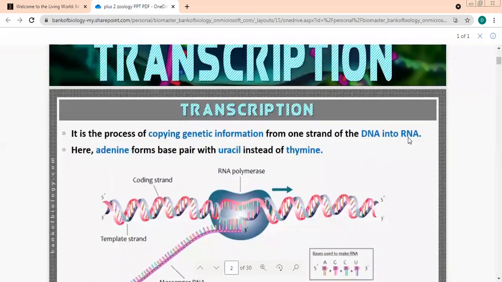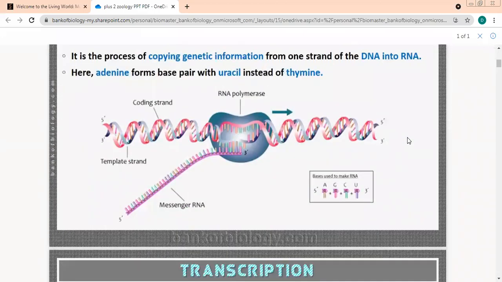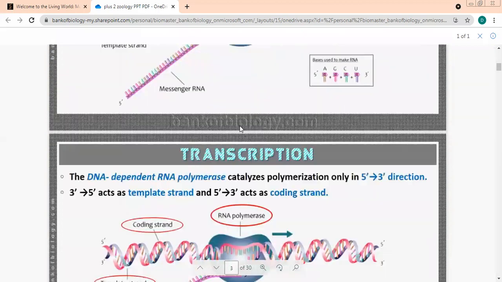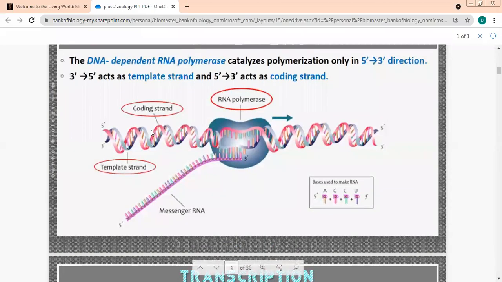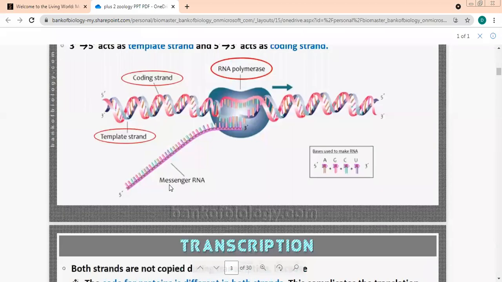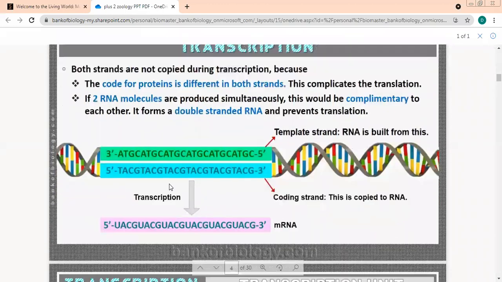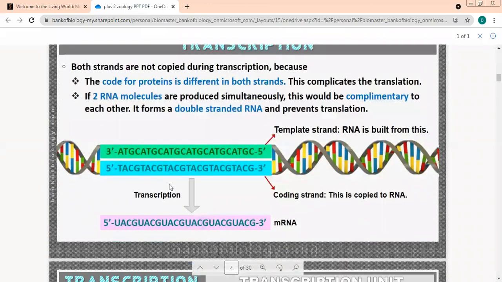Yes. Process of copying genetic information from one strand to another. Adenine is going to pair with uracil instead of thymine. See, we had two strands, coding strand and template strand. Both strands are not copied because if both of them were copied, they have their own sequences. Both of them will code for different proteins and there would be a lot of confusion over here. That is why. Second reason why both of them are not copied is because we'll get two RNAs.